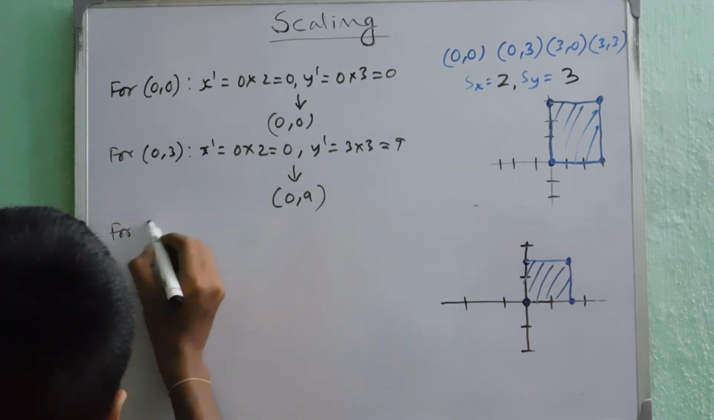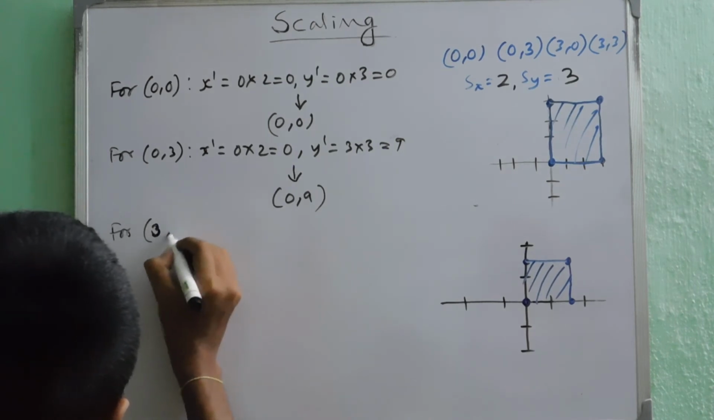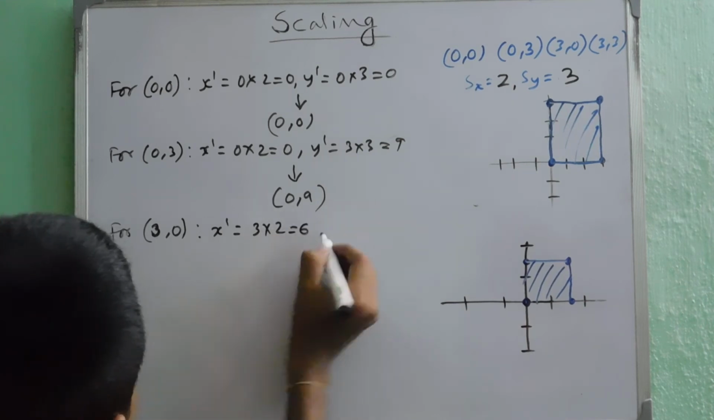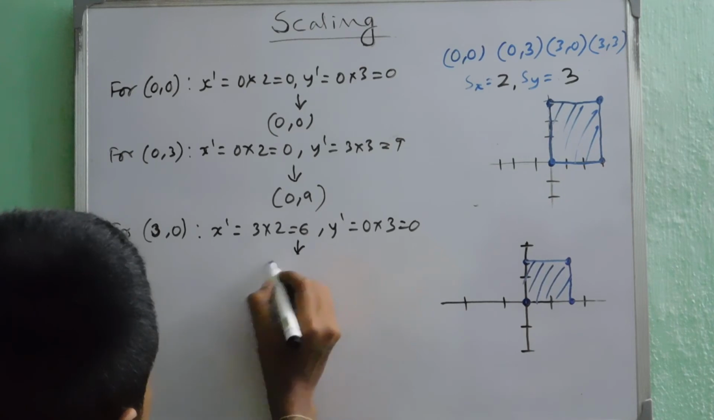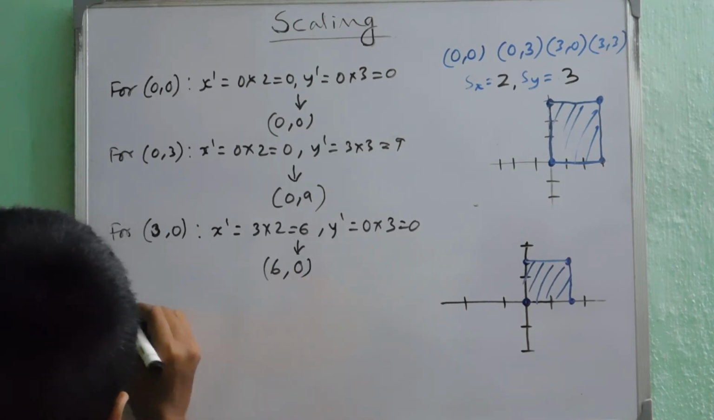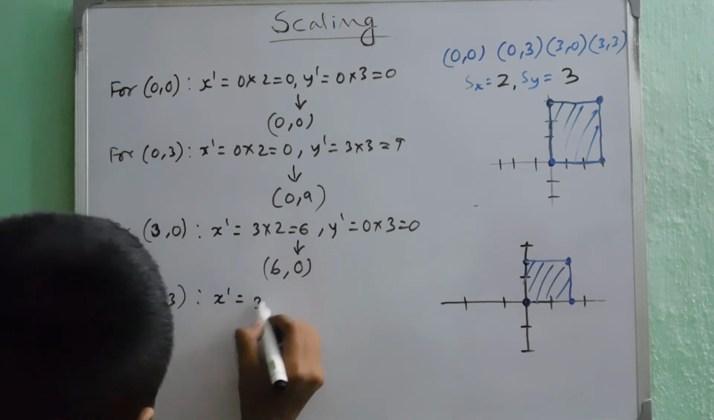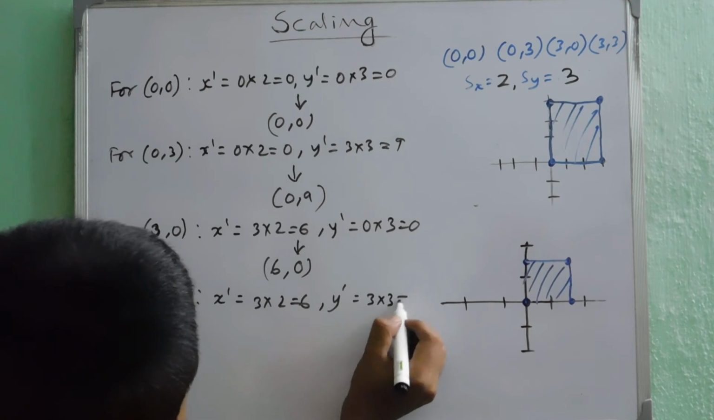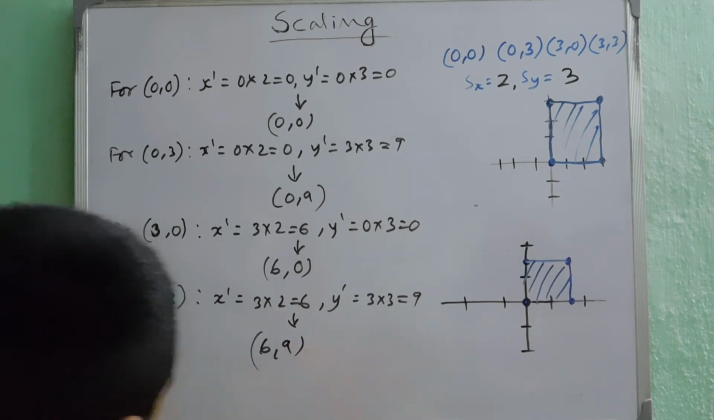Then we have 3 comma 0, so our x dash is 3 into 2, that is 6, y dash is 0 into 3, that is 0, so new coordinate is 6 comma 0. And finally for 3 comma 3, we have x dash equals to 3 into 2, that is 6, and y dash equals to 3 into 3, that is 9. So our new coordinate is 6 comma 9.